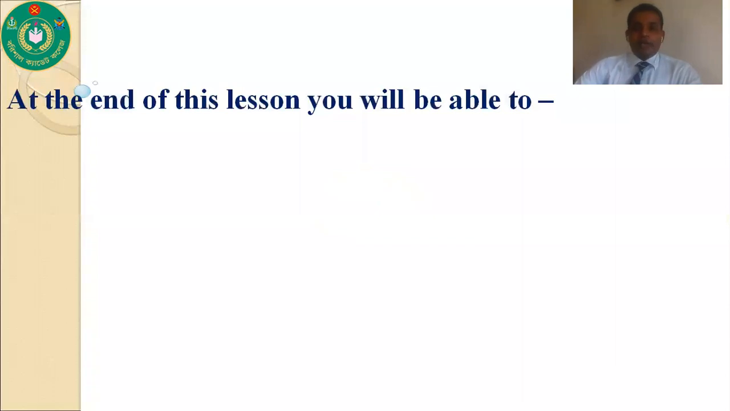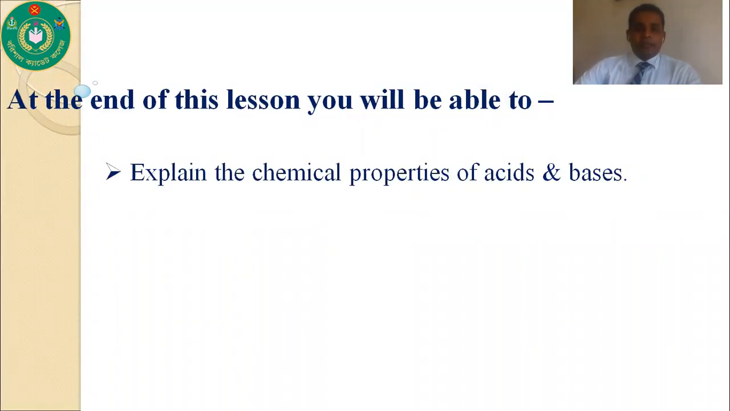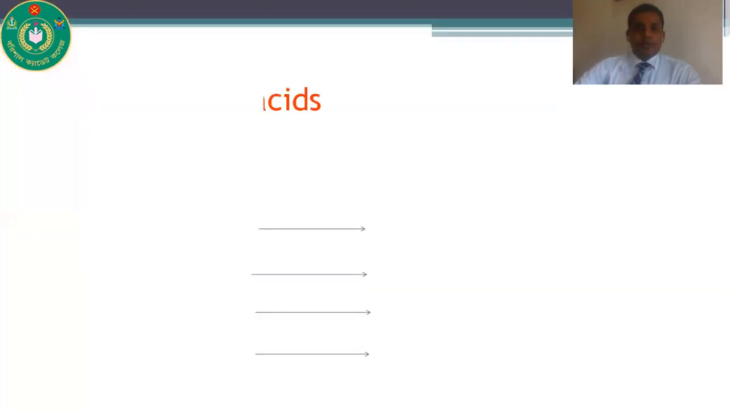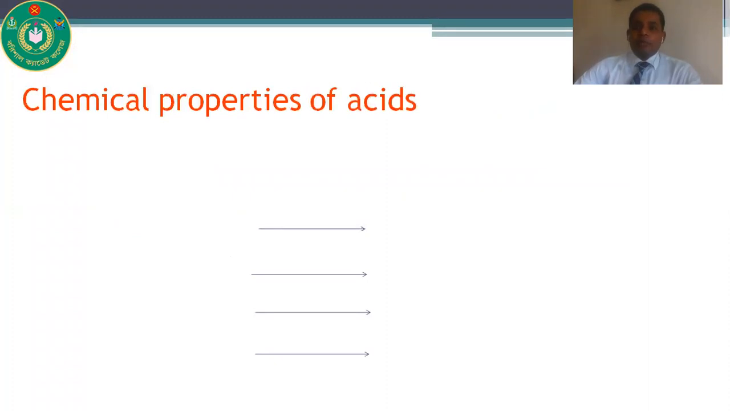At the end of this lesson, you will be able to explain the chemical properties of acids and bases. You can also define salts and appreciate the uses of salts in our life. And you can also define indicators. So now, chemical properties of acids.